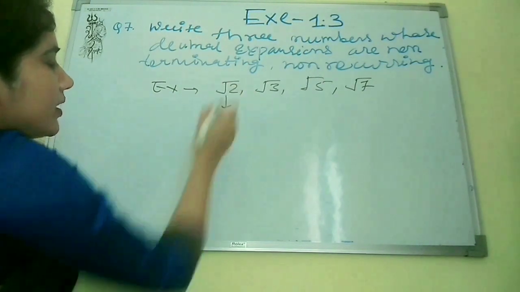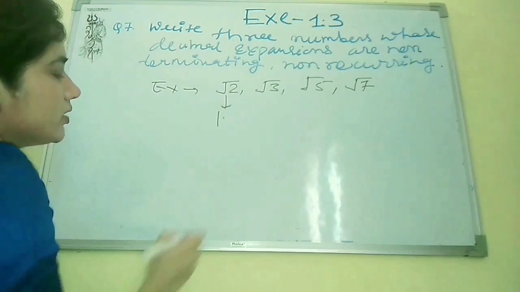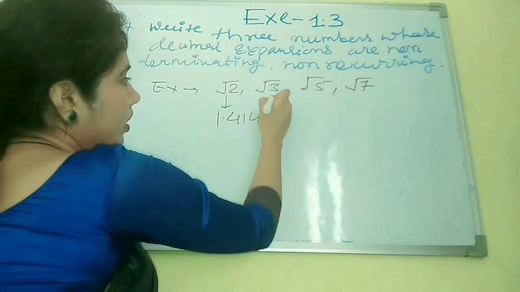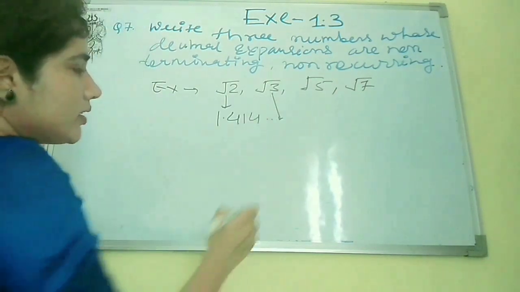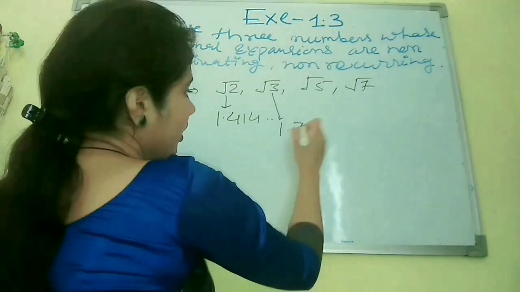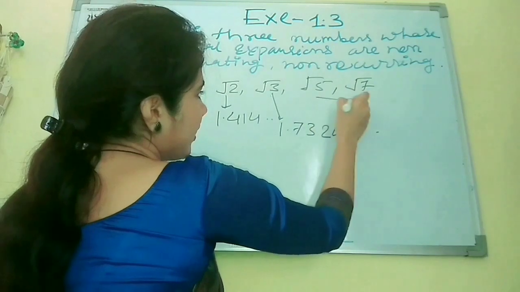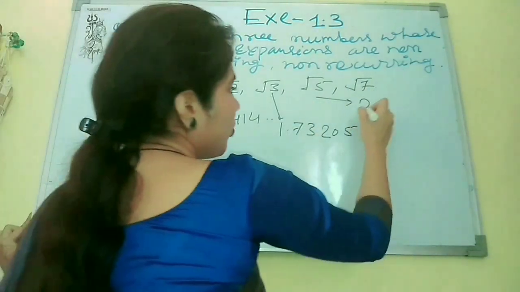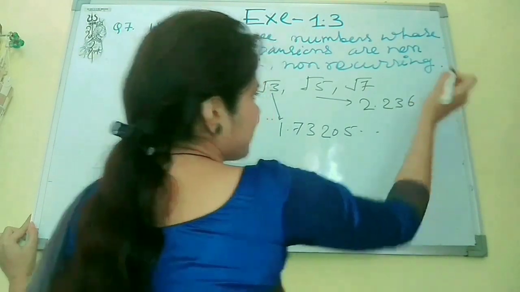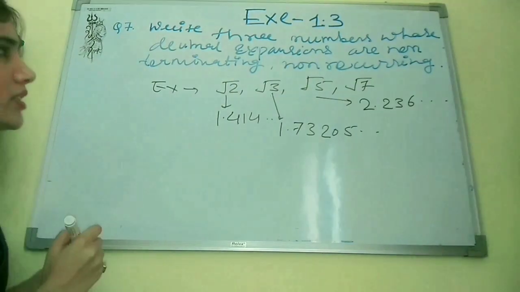So root 2, its decimal expansion is 1.414 something. Then root 3, this is 1.73205, and root 5 is 2.236 something. So these are the decimal expansions of these numbers.